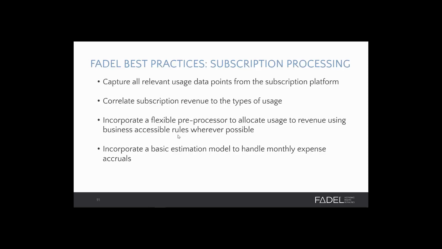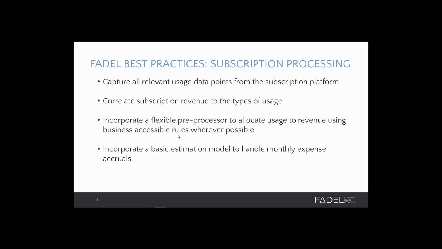So you may have a revenue pool that says, I have this type of subscription, all this money comes into this type of subscription, and I have a set of usage which also is related to a type of subscription. That's what we mean by correlating that. It's a high-level correlation. But then what you're also going to need in your internal processing systems, part of your royalty platform, should have a very flexible preprocessor that can allocate the usage to the revenue using rules that are accessible by the business wherever possible.